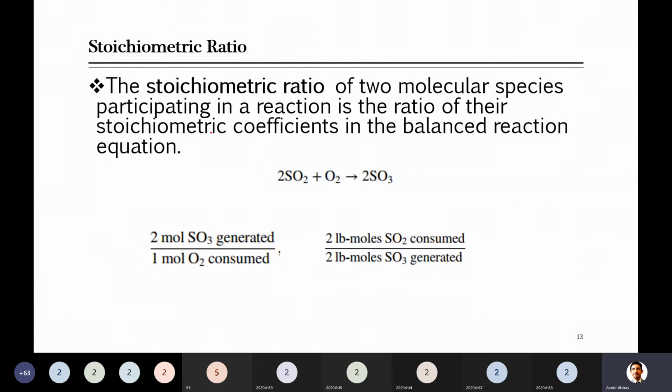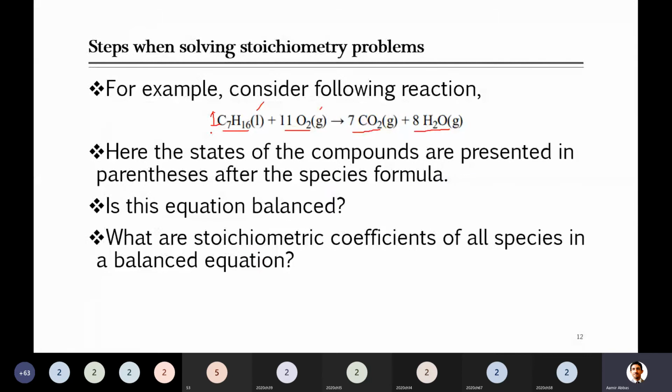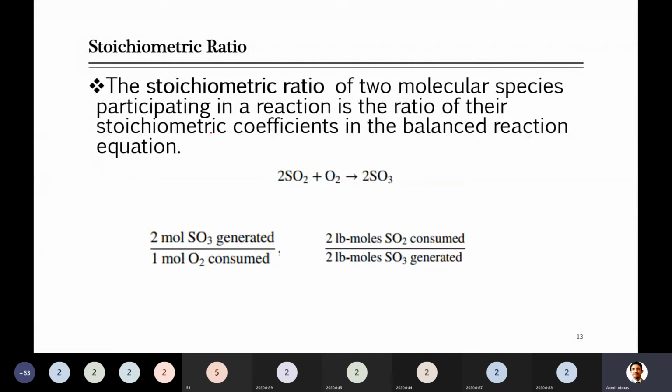So let's look at something called the stoichiometric ratio. What is the stoichiometric ratio? There are different molecular species. For example, in this equation you can see there are 4 species: heptane, oxygen, CO2, and water. If I write the stoichiometric coefficients as a ratio of one component with respect to another component, that is named the stoichiometric ratio of 2 molecular species that participate in a reaction. That's the ratio of simple stoichiometric coefficients.